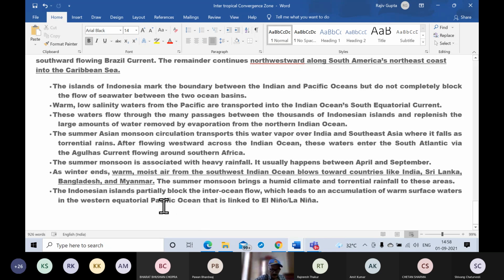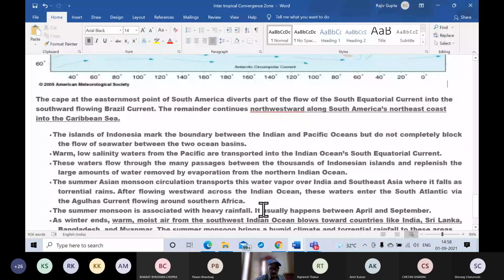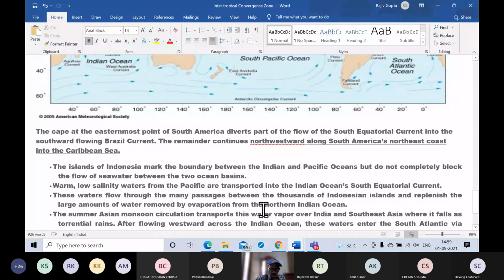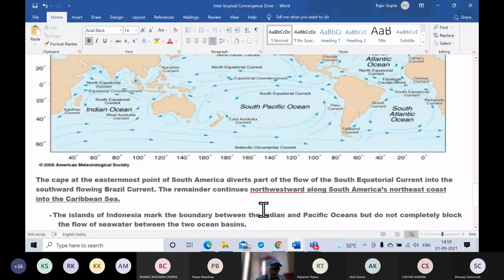The Indonesian islands block the interocean flow, and that leads to accumulation of warm surface water, subsequently linked to what is called El Nino. This, I think you must have heard, the El Nino effect. It causes disturbance. No, sir? You have not heard of it? Okay, never mind. No problem. We are going to talk about it. El Nino. It is called the El Nino effect.